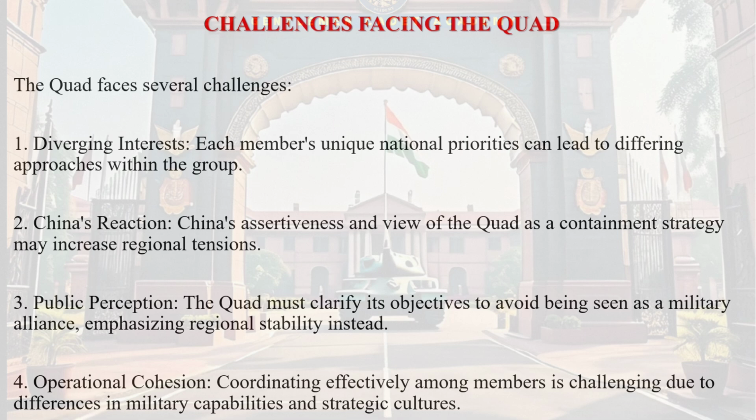Then the final is the global economic realities. So economic interdependence with China poses a challenge for Quad member nations, and on the other side, balancing cooperation with China while advancing Quad objectives requires careful diplomacy and strategic foresight.